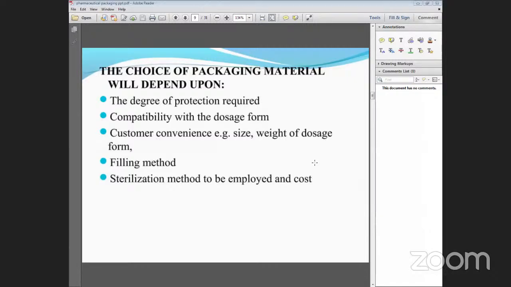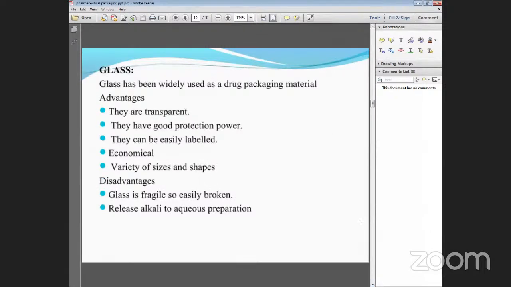Next is the filling method. The filling method is how to fill liquid or, for solid dosage forms, how to fill them into the packing material. Then the sterilization method to be employed, and cost. The sterilization method for the containers used for packaging, before or after packaging, also needs to be kept in mind. Now, one by one, we are going to study these points.